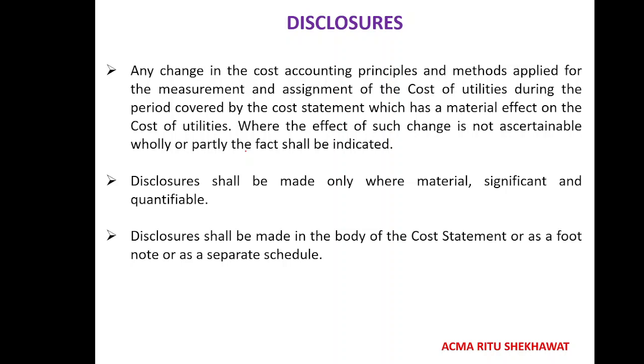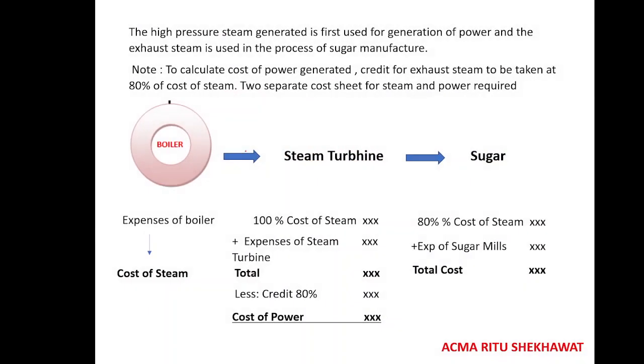Disclosure should be made in the body of the cost statement, or as a footnote, or a separate schedule. So this is the total cost accounting standard 8. In addition to that, I have taken one illustration for better understanding.